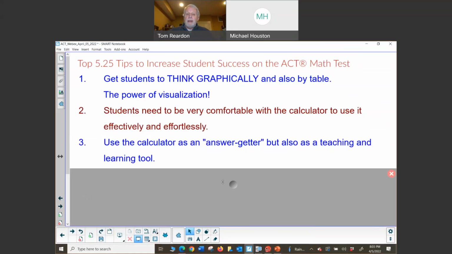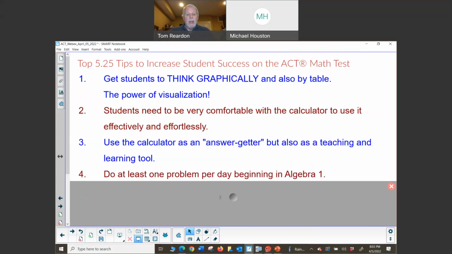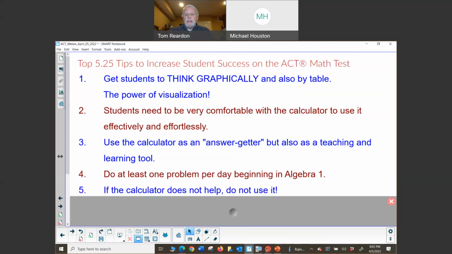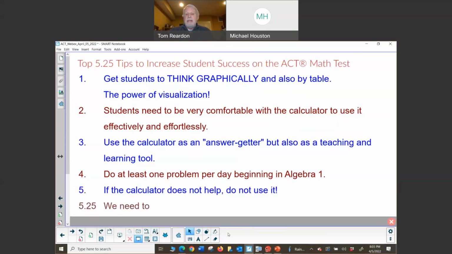Though I am going to talk about answer getters as well, because this is a very high stakes test for our students. We suggest that you do at least 1 problem per day beginning in Algebra 1 of the ACT test, because their test questions are so much different than what we ask on our tests and even what textbooks do. If the calculator does not help, do not use it. And the 5.25 is we need to, well, that was the only 1/4 of it. So sorry, that was all we got. But we do need to.